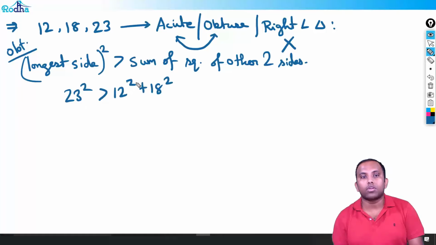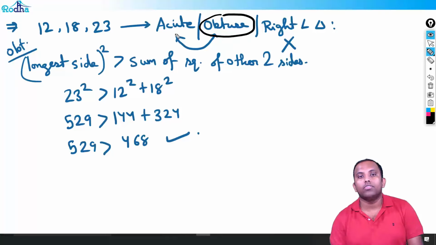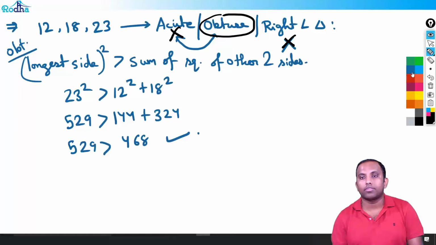Now let's check, is it true? 23 square is 529. 12 square is 144. 18 square is 324. So 144 plus 324 is 468, and 529 is greater than 468. It is correct. That means this triangle is an obtuse angle triangle. It is not an acute angle triangle, not a right angle triangle. So this is how we check any triangle.